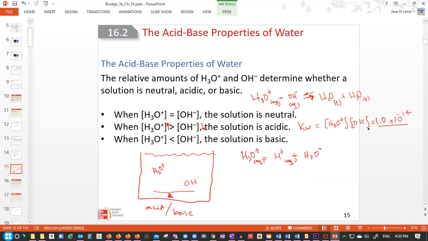For a basic solution, so let's say this will represent how this concentration is changing. This one goes up, and this one goes down, at the same proportion. For acidic.